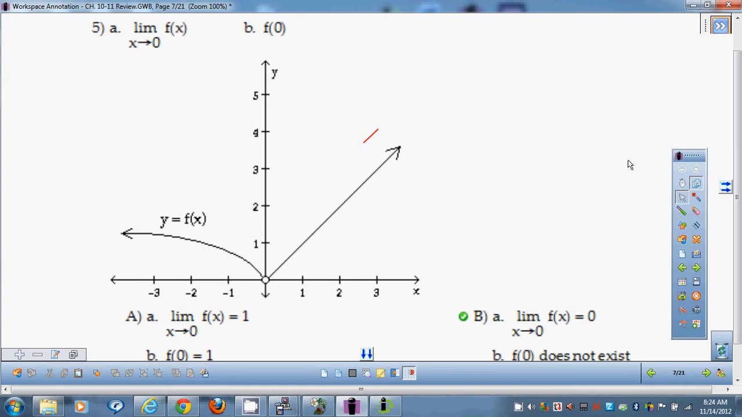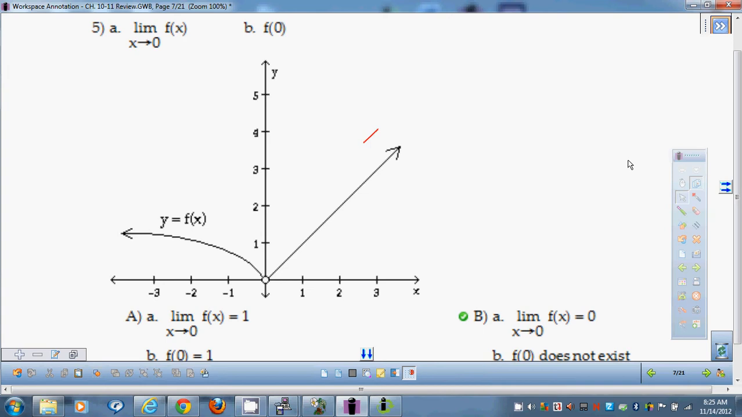Oh well. But just look at it and tell me what the answers would have been. What y value is it approaching as the function gets closer to 0? Well, that's right. They both approach 0. That's the y value they're approaching.